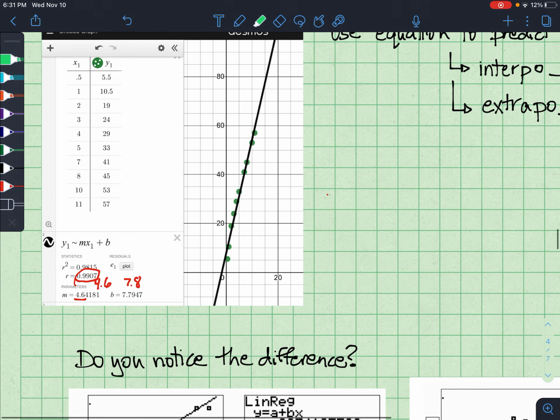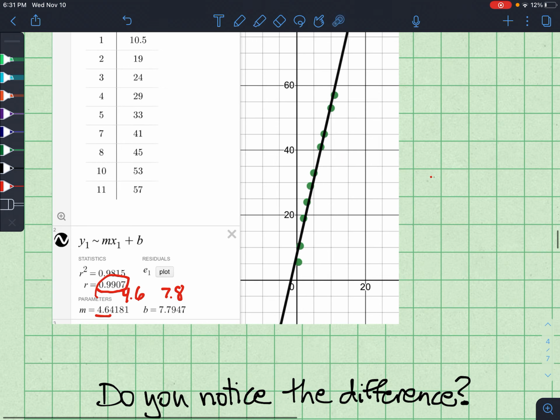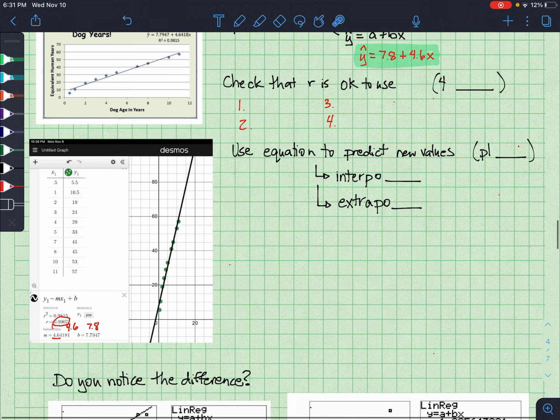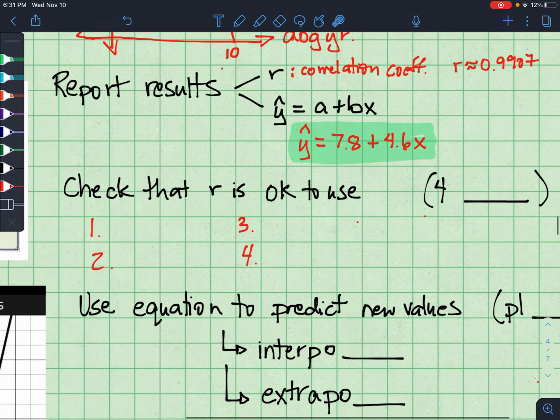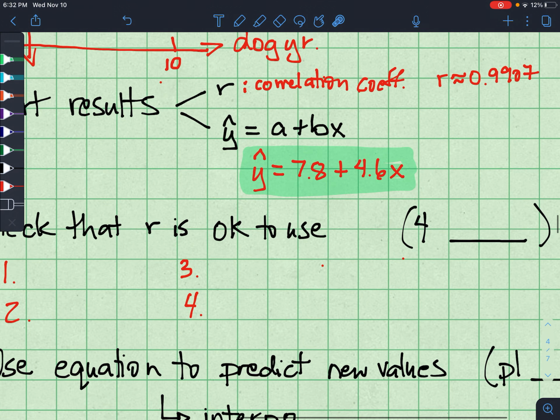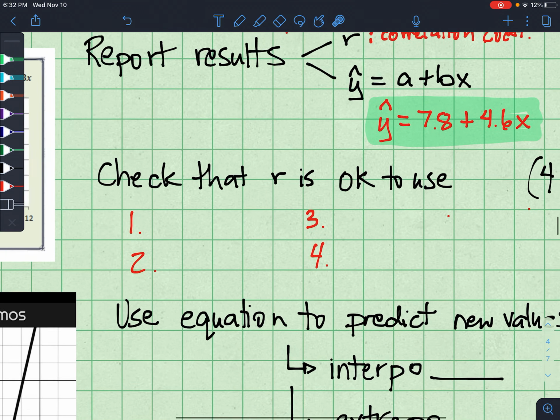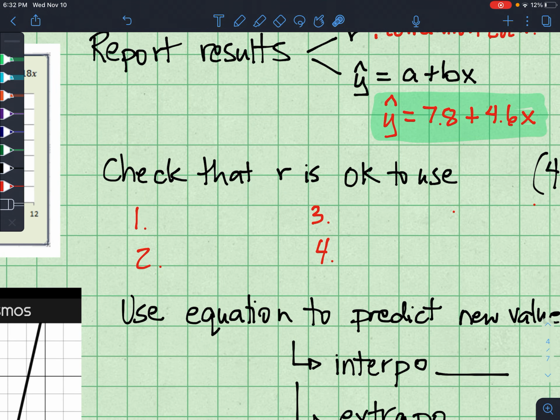In our software, you can get the line to show up if you click on that little button there. When you highlight that button, then that line shows up. All right. Next, before you say, hurrah, this is a great equation, and start using it, we need to verify that it's okay to use.